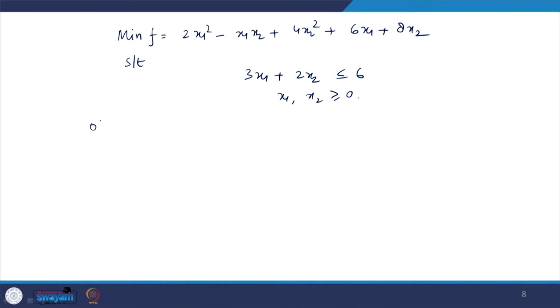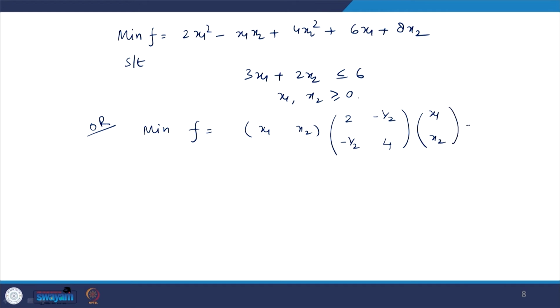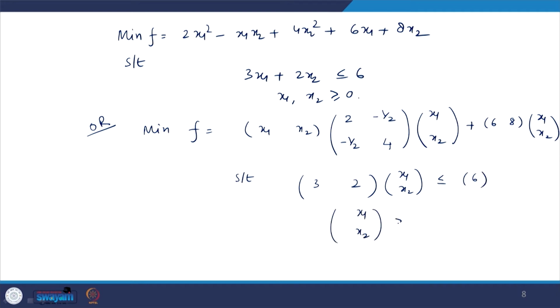Now, if you take this problem, you can write it in matrix form as x 1 x 2 times the matrix where 2 will come here, 4 will come here, and minus 1 by 2 in the off-diagonal positions, times x 1 x 2, plus 6 and 8 times x 1 x 2, subject to 3 2 times x 1 x 2 less than or equal to 6, and x 1 x 2 greater than or equal to 0 0.